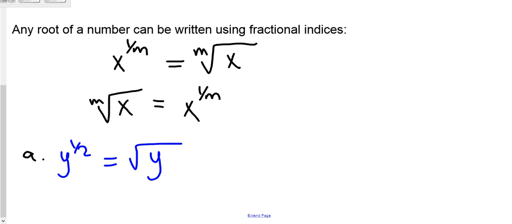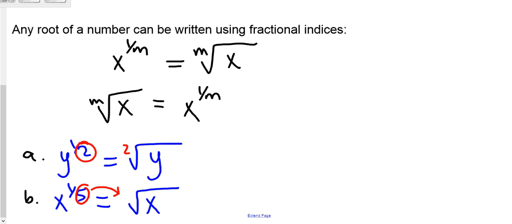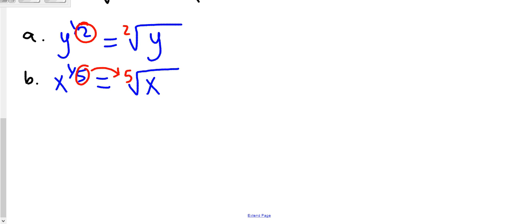Another example would be x to the 1/5. When we rewrite that, we're going to have x. We're going to have a radical. And just like when we write a square root, remember there's an invisible 2, the 5 is going to come outside, and that is going to be what root we are taking. So that would be equivalent to the 5th root.